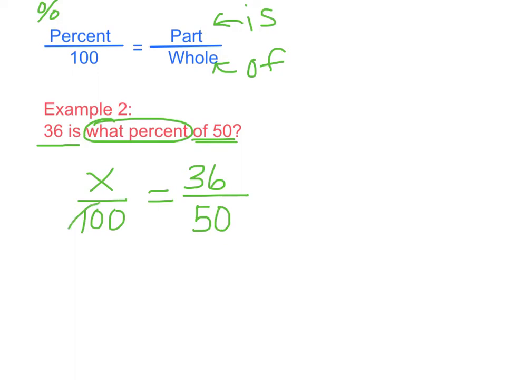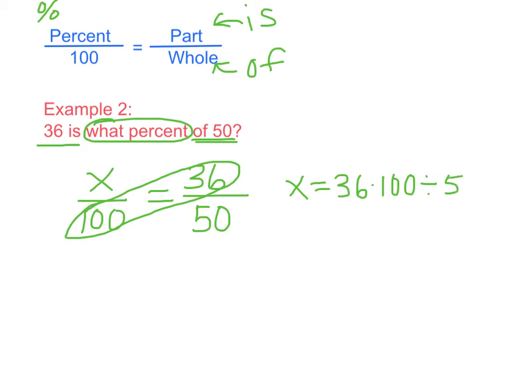And again, we're going to circle the diagonal that has the 2 numbers. So X equals 36 times 100, and then divided by the guy that is not circled, 50. Throw that into a calculator, and X equals 72. But we have to go back to the question. The question says what percent? So we need to make sure that that 72 is in percent form. 72%.